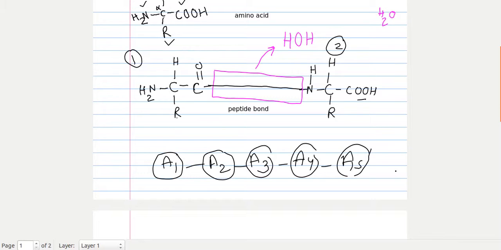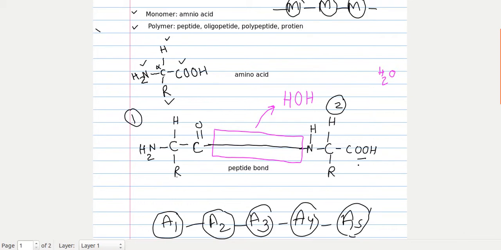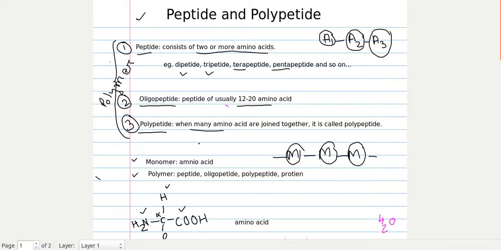When 12 to 20, then it can be termed as oligopeptide, or it can be more, up to 100 or something, then it will be polypeptide. So technically everything is a polypeptide or polymer, but because of their different lengths, we name them differently.